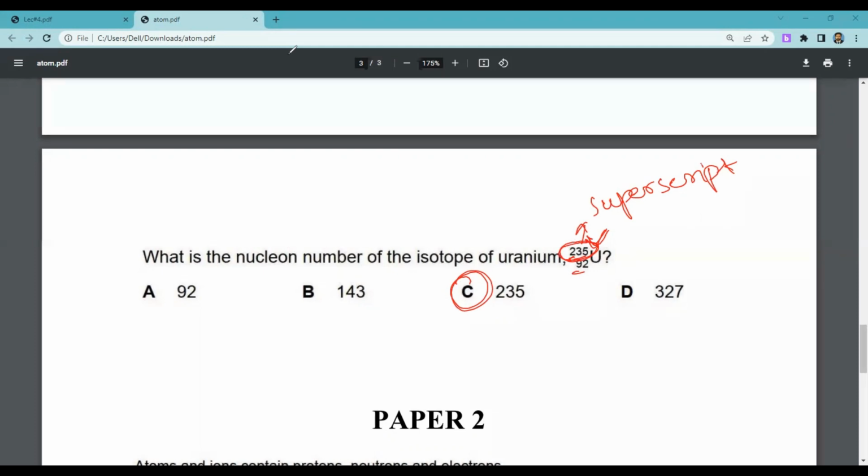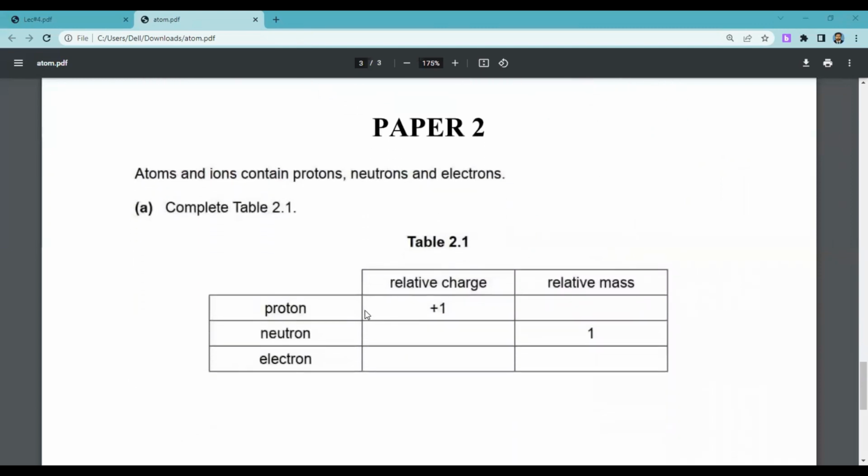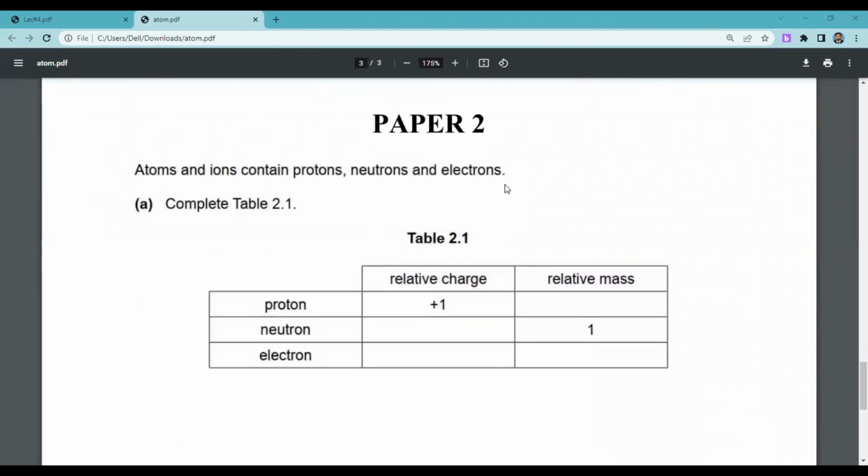Here is one question from paper 2 which we solved. Atoms and ions contain protons, neutrons, and electrons. Complete table 2.1. We also drew this table during the lecture. The neutron has 0 charge, the electron has -1 charge. The relative mass of the proton is 1, while the relative mass of the electron is much smaller times the proton.